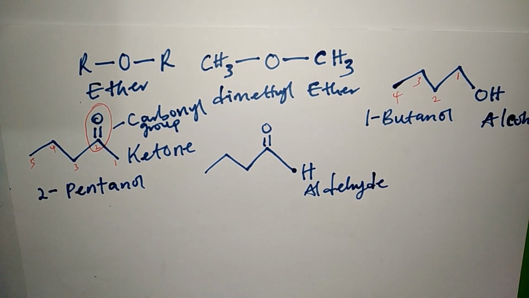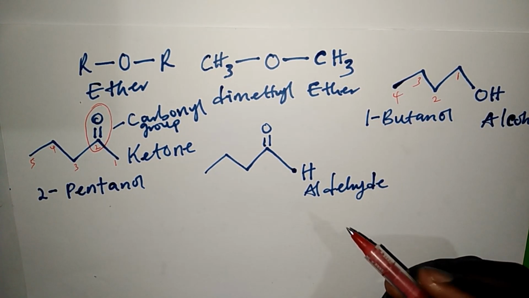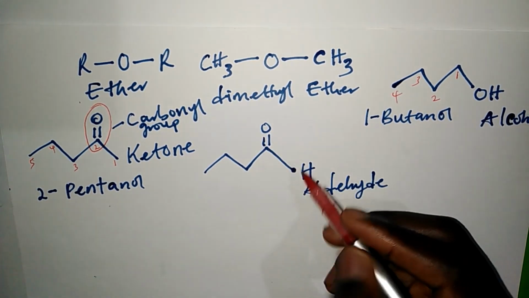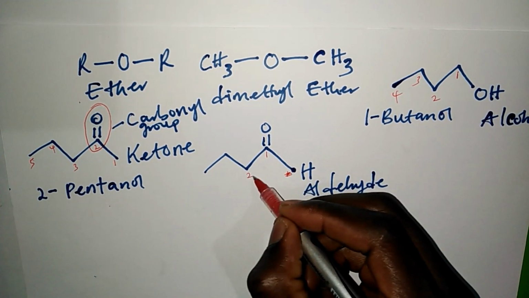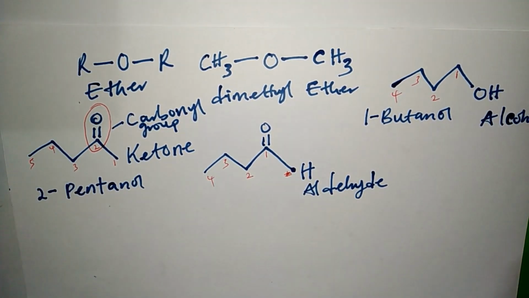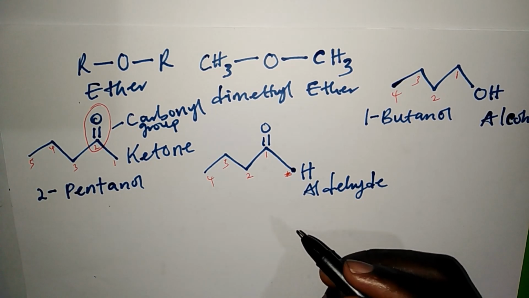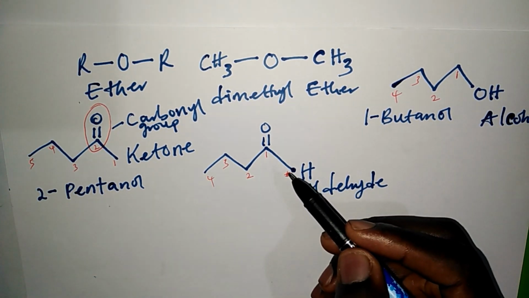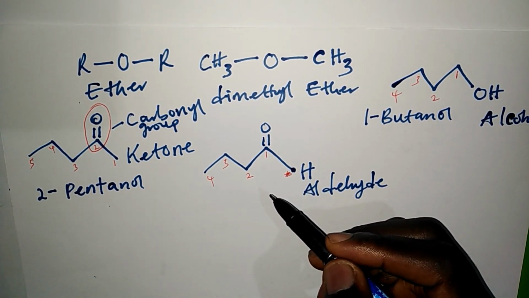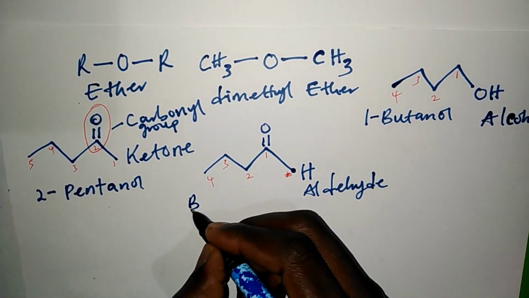Now aldehydes, to name this particular aldehyde, you start also from the side that carries the carbonyl carbon. This is the carbonyl carbon here. Start here, we say 1, 2, 3, 4, right? Now this is a 4 carbon chain, and for an aldehyde you don't do the numbering because the carbonyl carbon is always at the end of the chain. It cannot be found in the middle of the chain, right? So therefore you say butanal.